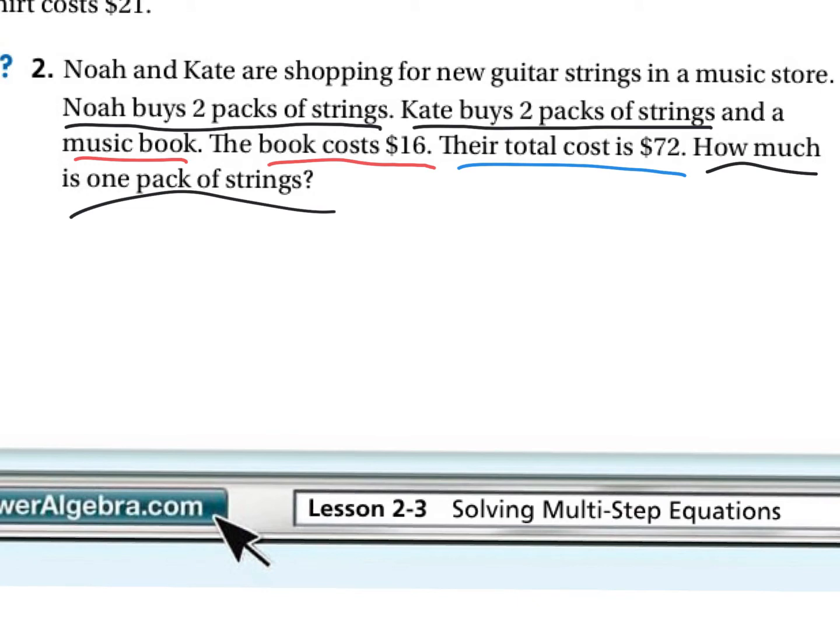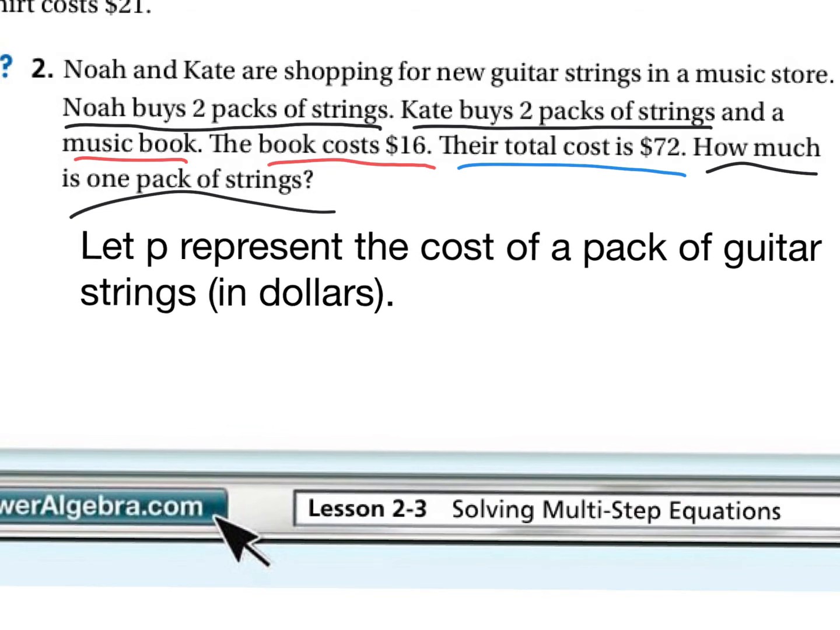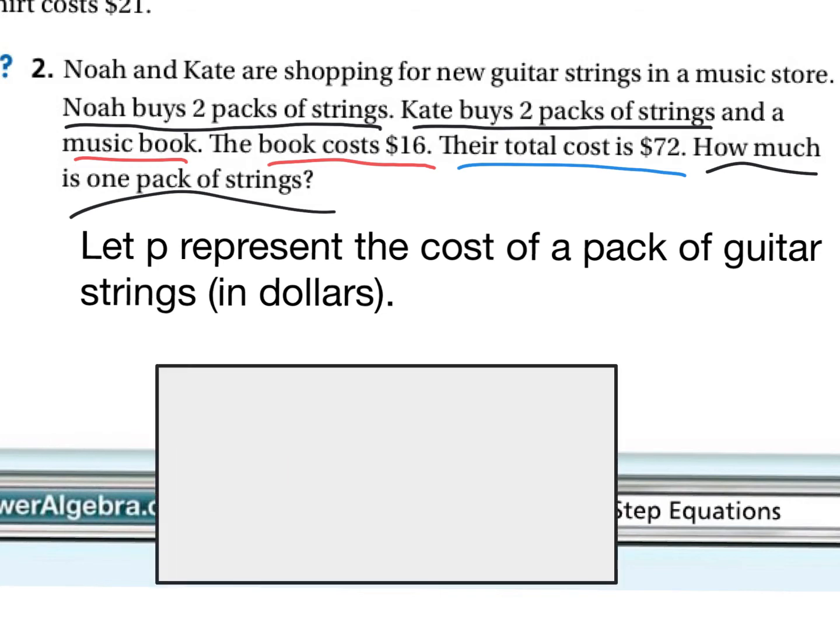A problem like this would probably be good to define a variable first. So for example, we could say let P represent the cost of a pack of guitar strings in dollars. I just did P for pack. You could have done G for guitar, I guess, or S for string, but if you do S for string, you probably want to make that a cursive S so it doesn't look like a 5. That's why I didn't choose S as my variable.